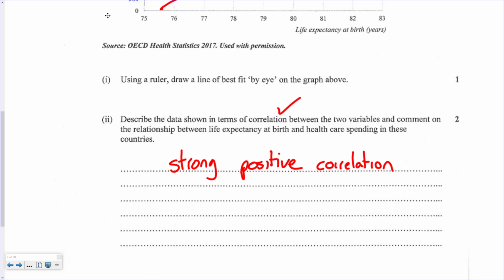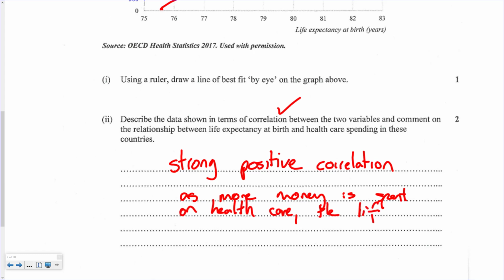What we need to say is something along the lines of, as more money is spent on healthcare, the life expectancy increases, which makes sense. Like, as we went higher along the graph, we went further along the graph.